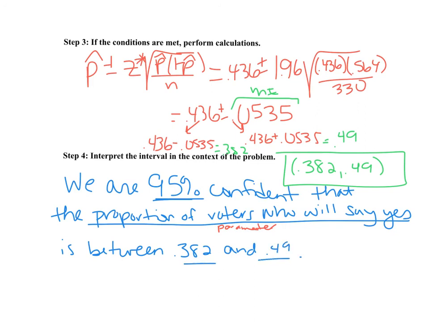So to be honest, if you're on the AP test, this is pretty much exactly what they want. They want you to not be creative at all. They want you just to follow this format. I personally, it's more important for me that you understand what we're talking about. We're very confident that our proportion who are going to say yes is between these two values. That's what I want you to get from this.